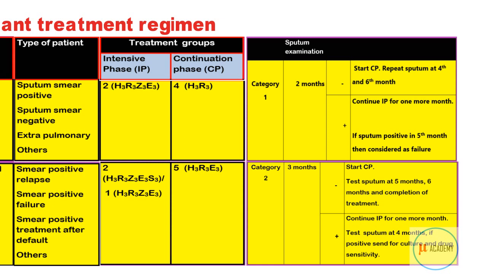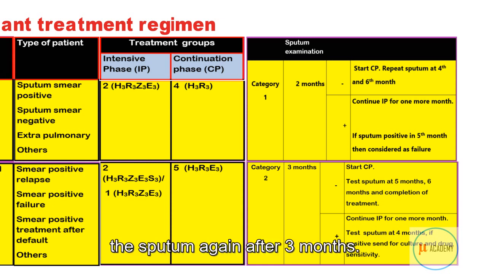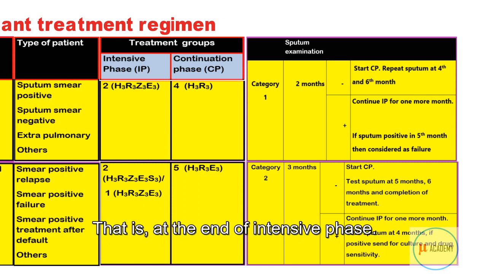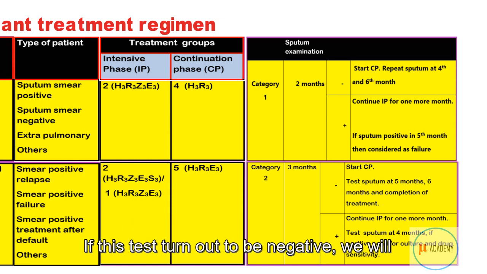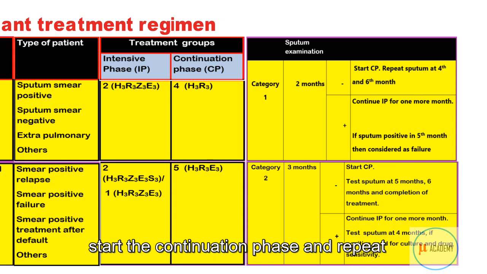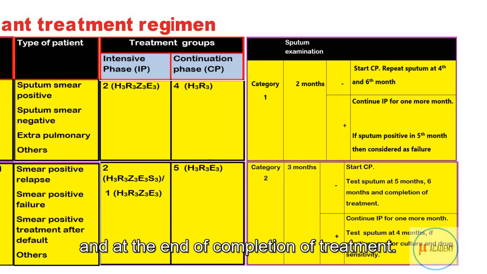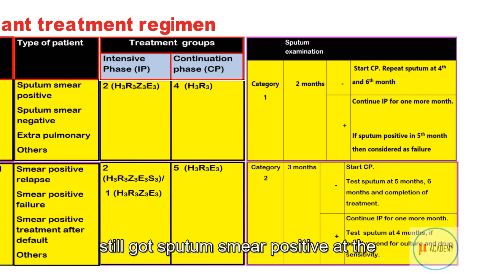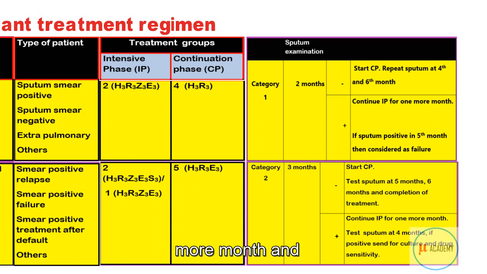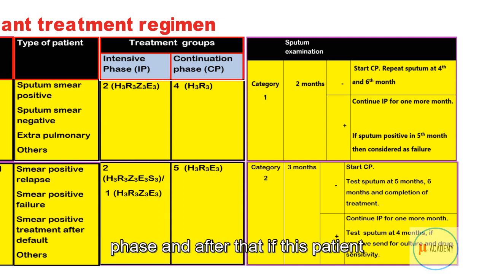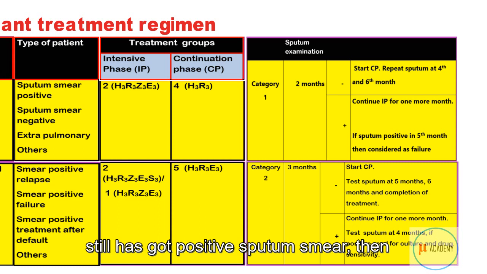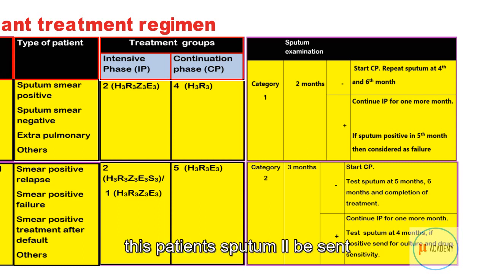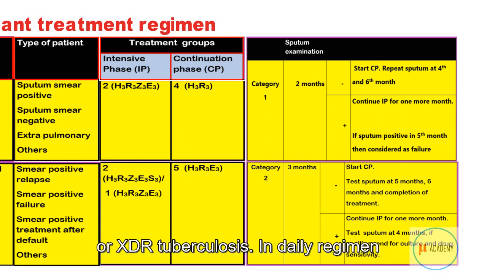In the case of category 2, after we start anti-TB drugs, we test the sputum again after 3 months, that is at the end of the intensive phase. If this test turns out to be negative, we will start the continuation phase and repeat the sputum testing at 5 months, 6 months and at the end of completion of treatment. If the category 2 patient still has sputum smear positive at the end of the intensive phase, then we will continue the intensive phase for 1 more month, and only then will we start the continuation phase. And after that, if this patient still has a positive sputum smear, then the sputum will be sent for culture and drug sensitivity in order to find out if the patient has MDR or XDR tuberculosis.